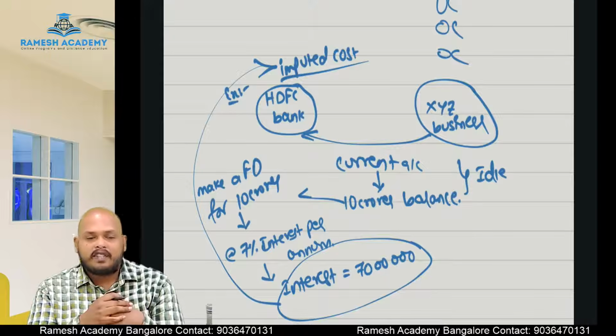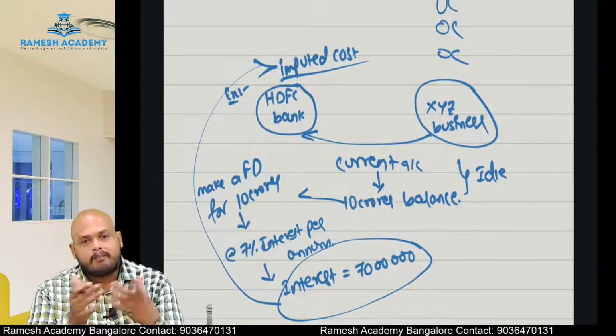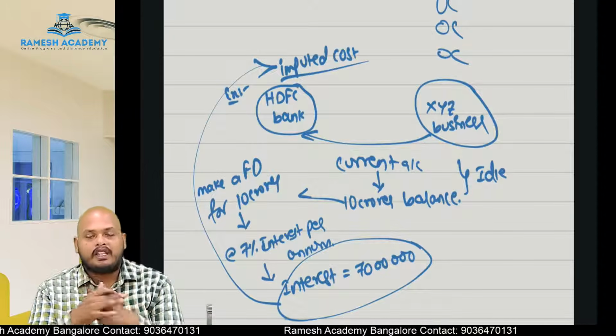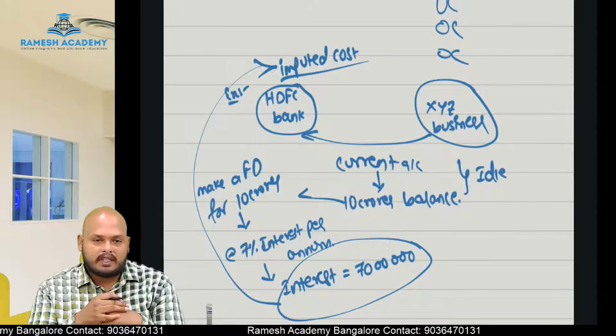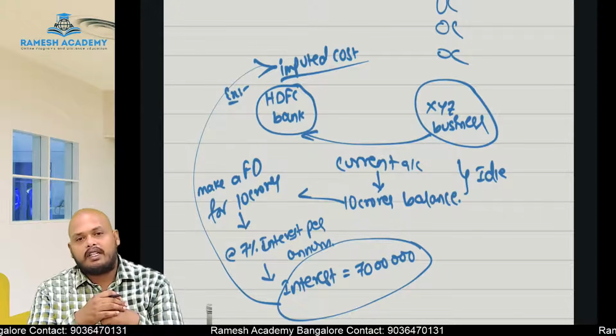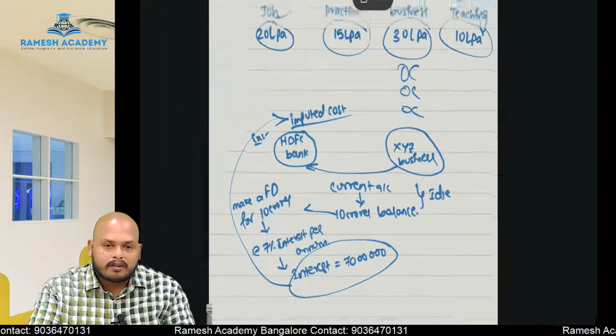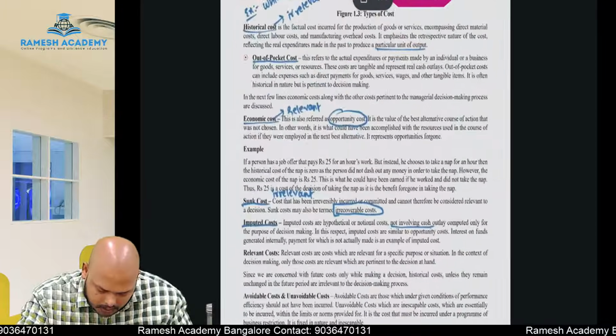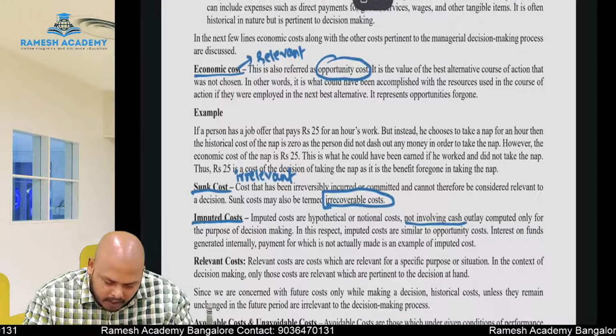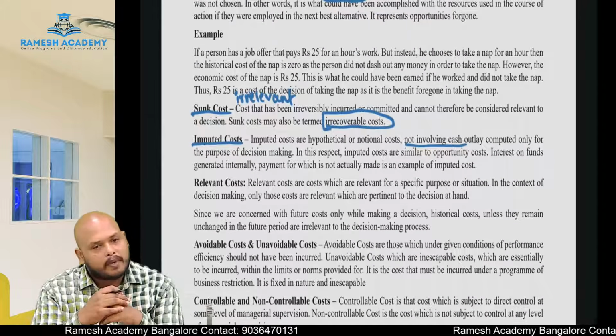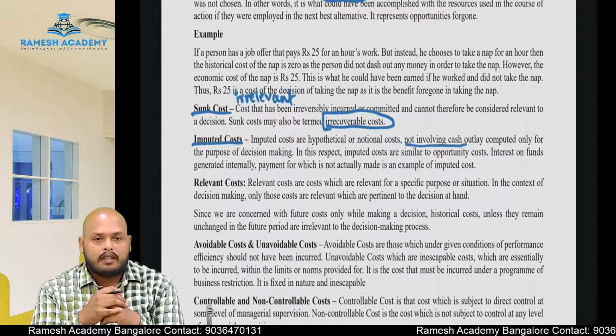No. Why? Because generally we maintain a current account balance for business purpose, business rotation, business working capital purpose. That is the reason we will not use those funds. That is called as which cost, Nana? Imputed cost. Whether the imputed costs are relevant or not relevant for decision making purposes? Yes, it is relevant.